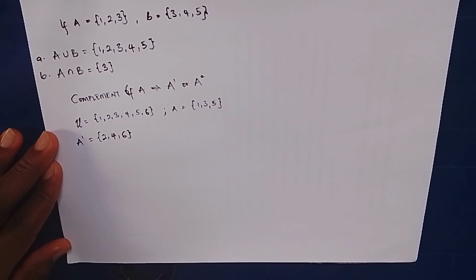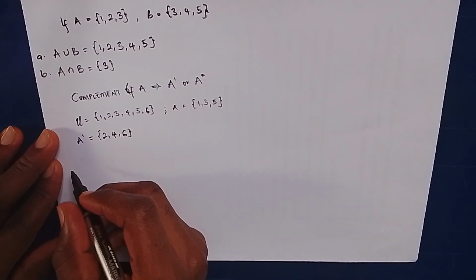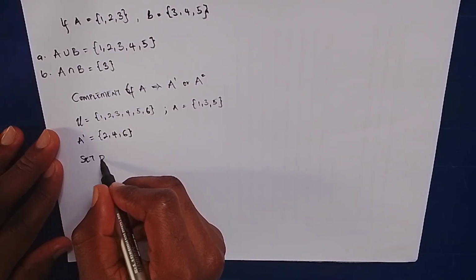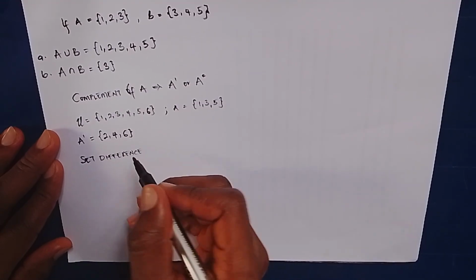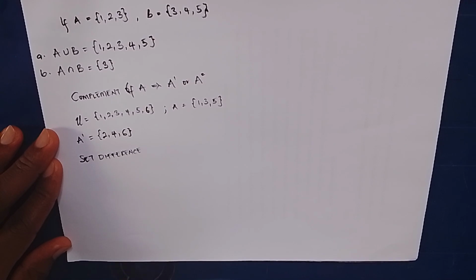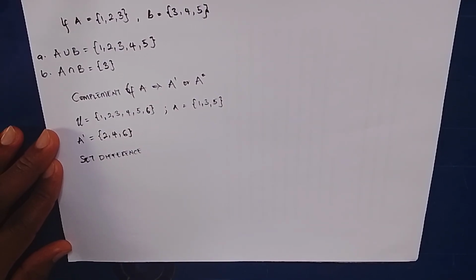The complement of a set depends on the universal set. Whenever you are asked to find the complement of a set, you will always be given a universal set to compare with. Next up is set difference. The difference A minus B is the set of elements in A but not in B. That's the difference between A and B: the set of elements in A but not in B.